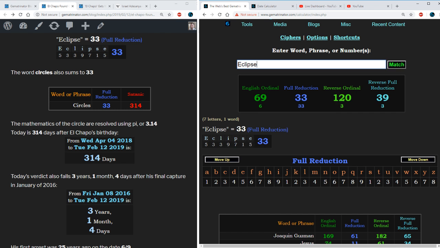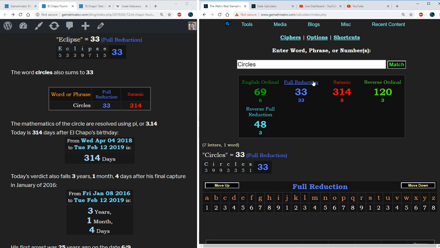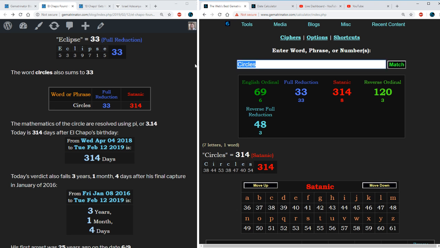And we mentioned why 33 is significant, the word eclipse summing to 33. But also think about how the word circles equals 33, in something called satanic gematria, summing to 666 in this method. 666, the 36th triangular number. This cipher begins on 36.